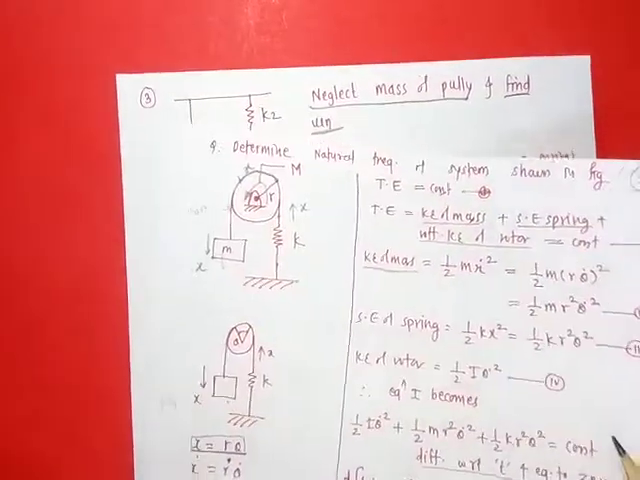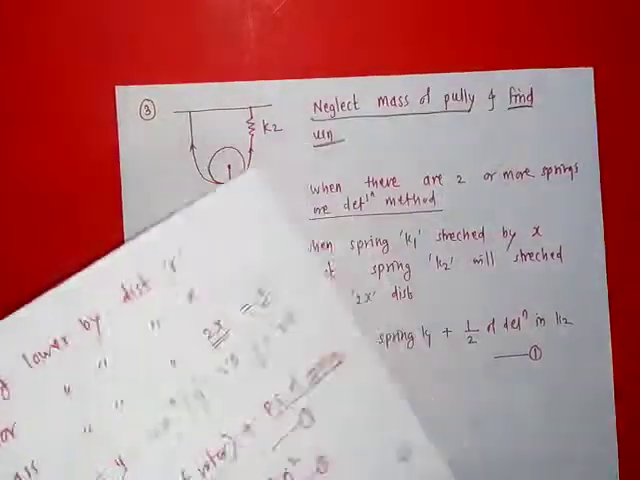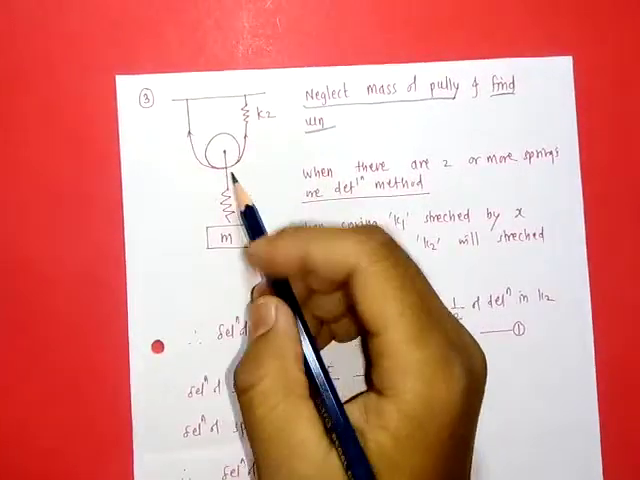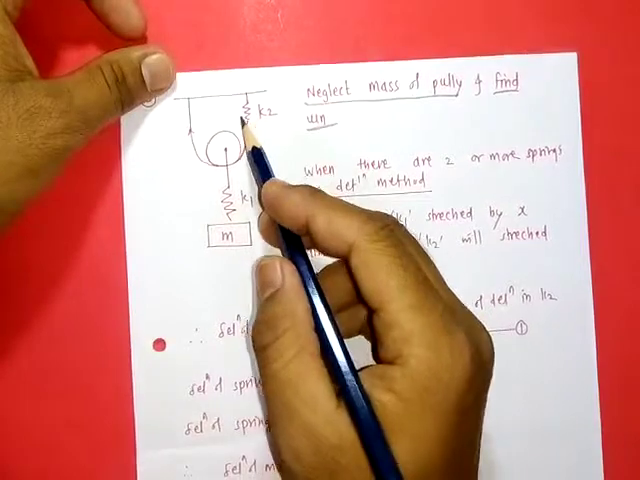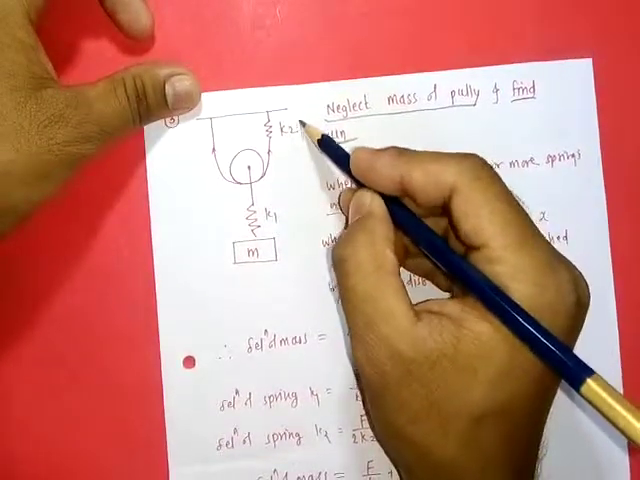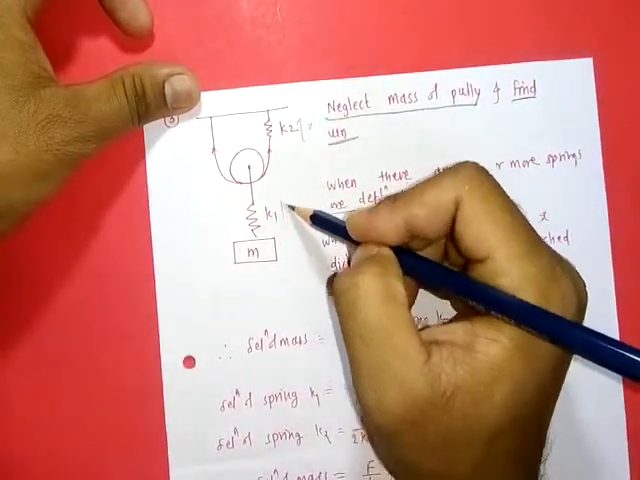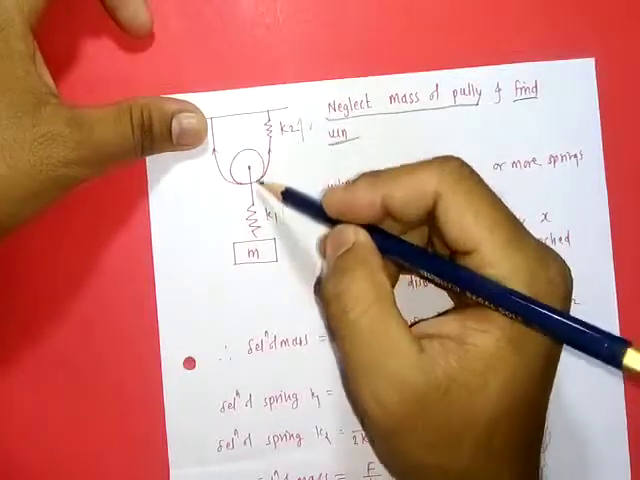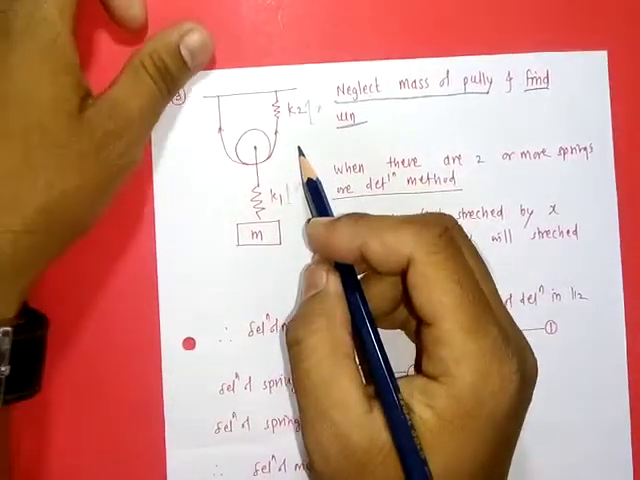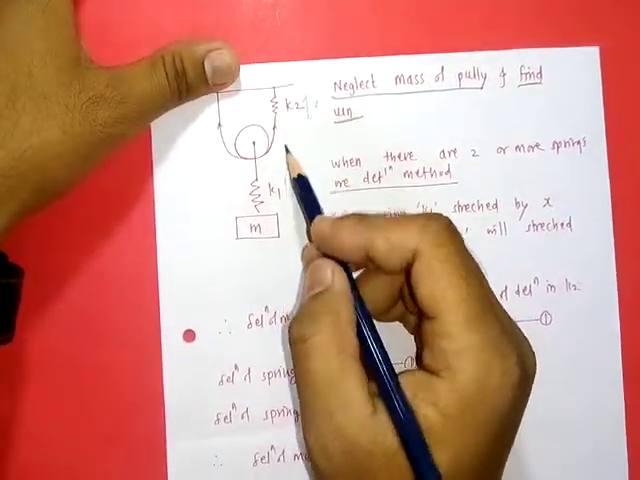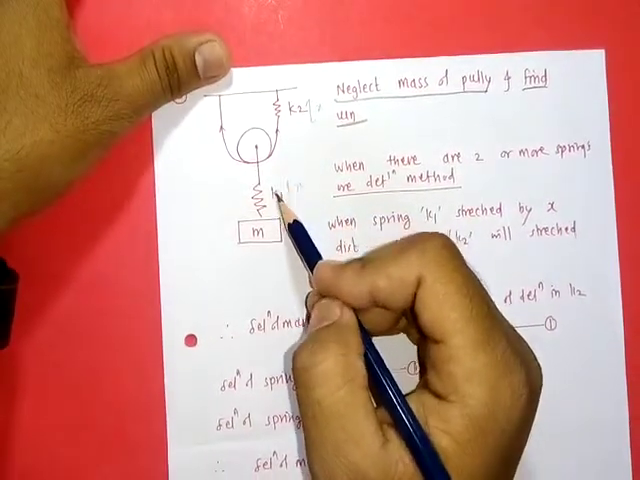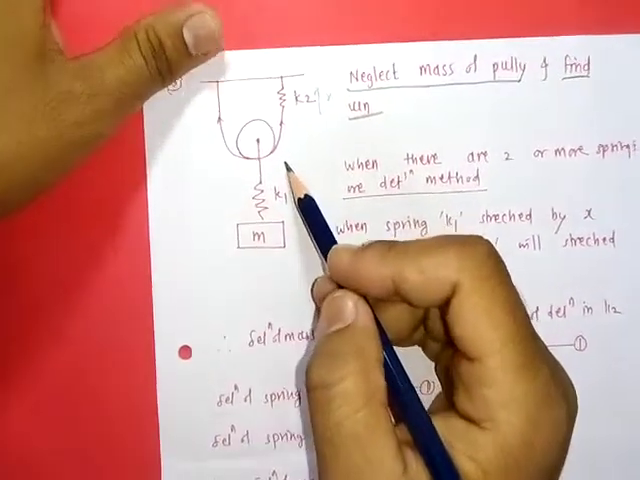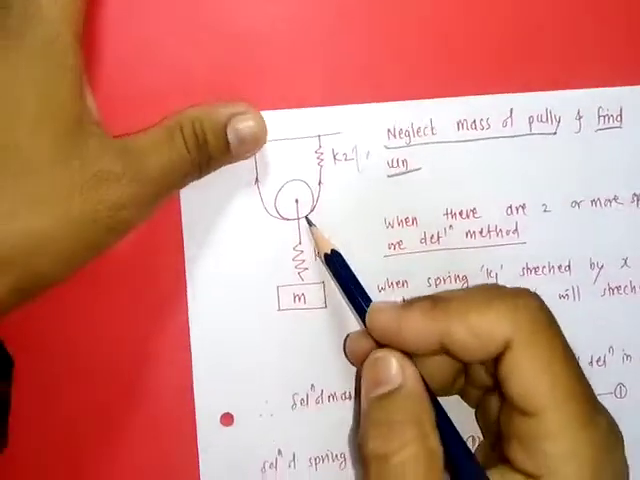But in this problem there are two springs separately. That means here the deformation is separate and here the deformation is separate. So in this type of problem, it will not be easy to solve by our energy method. So here we use the deflection method or equivalent deflection.